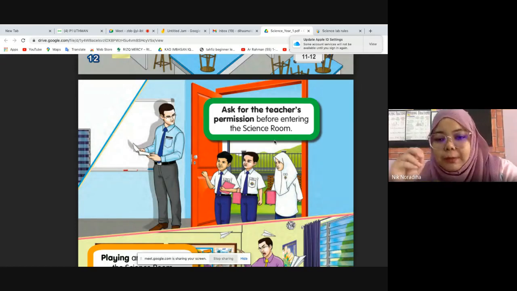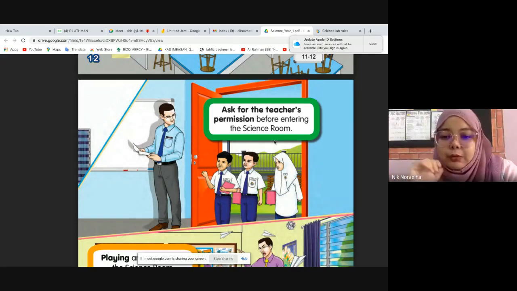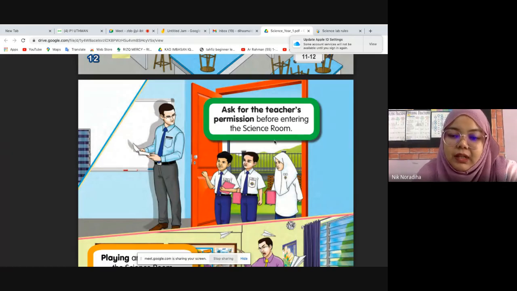Okay. So before you enter the science room, all right, you have to ask permission from the teacher first. You cannot simply go inside and sit, play inside the science room, right? You have to wait for your teacher. Okay. So before you enter the science room, make sure you ask for the teacher's permission. You have to wait until your teacher gives permission. Then you can go inside after you line up with your friends and all. Right? Okay.